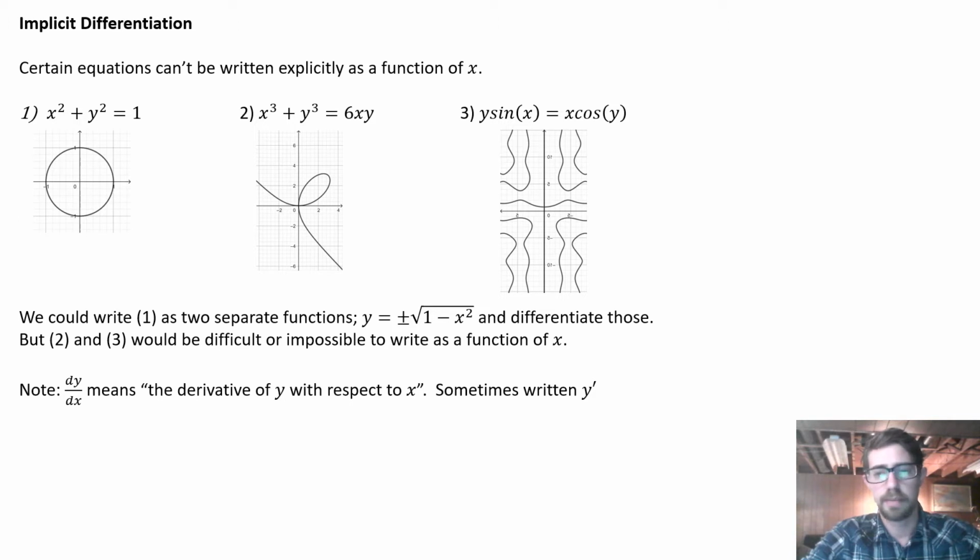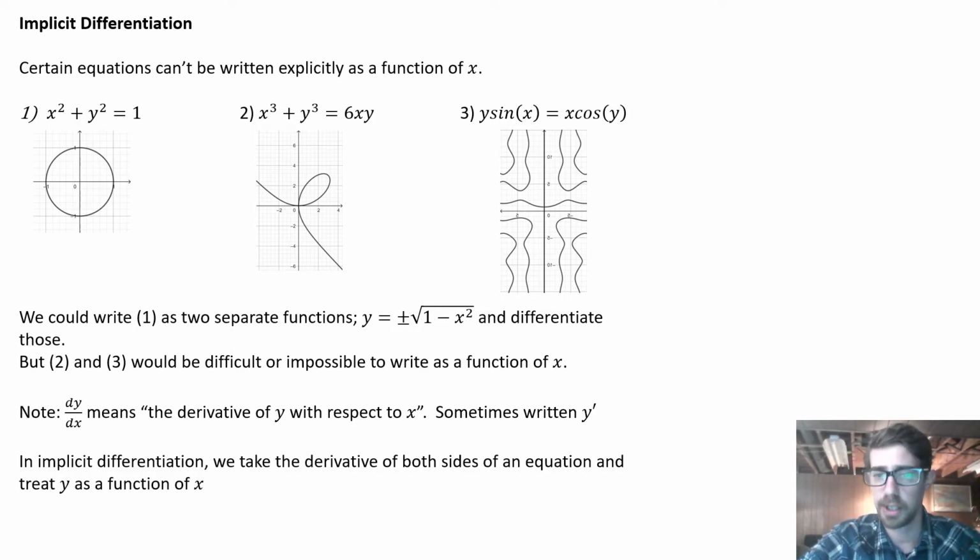Some notation. dy dx, we've seen this before. That's called Leibniz notation. Means the derivative of y with respect to x. So if y were just sine of x, then dy dx would just be cosine of x. Sometimes it's quicker to write, and I like to just write y prime. So instead of f prime, we just have y prime is just the derivative of y with respect to x.